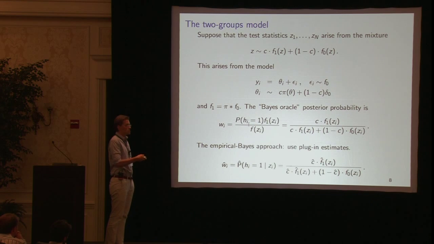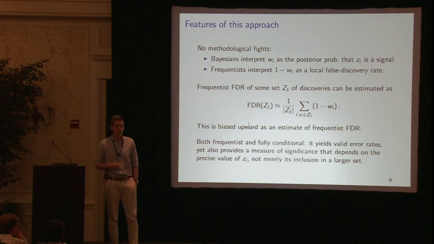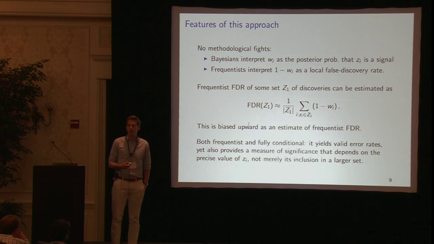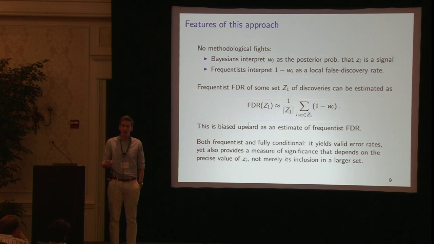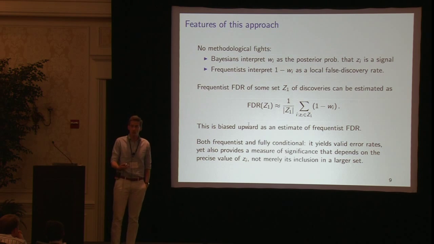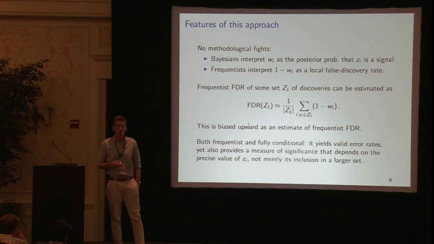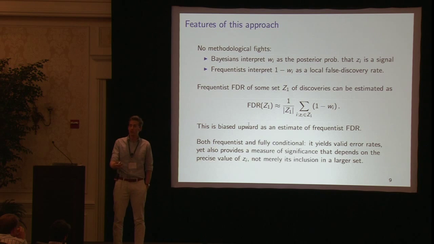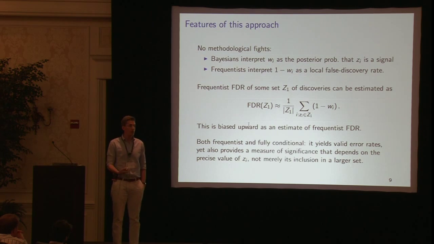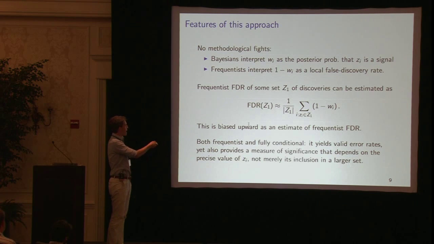And so this is a really nice way of handling the multiple testing problem. I like it in particular because it offers a methodological unification. Both Bayesians and frequentists can agree on the actual procedure to run here. And it's simply a difference of interpretation. The Bayesians are going to interpret that quantity wi as a posterior probability. And frequentists can interpret it as something called a local false discovery rate, from which you can back out a frequentist false discovery rate using this bound right here.